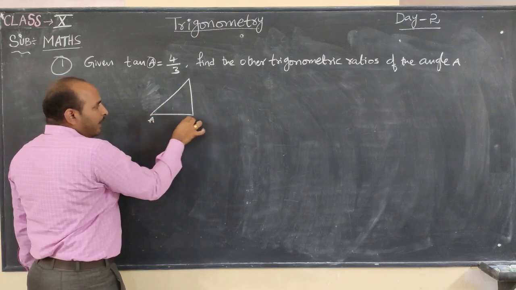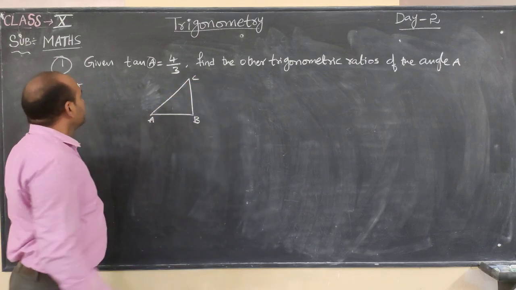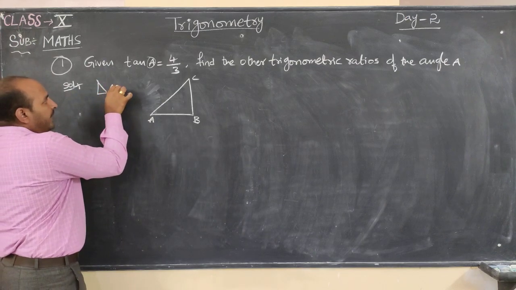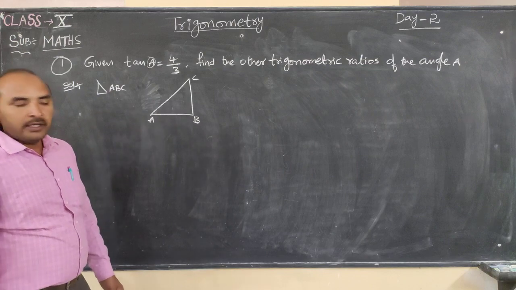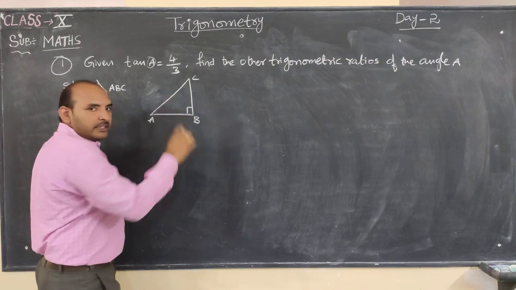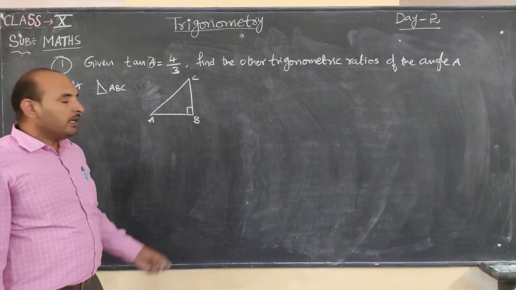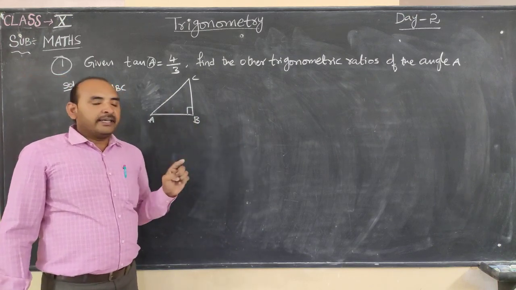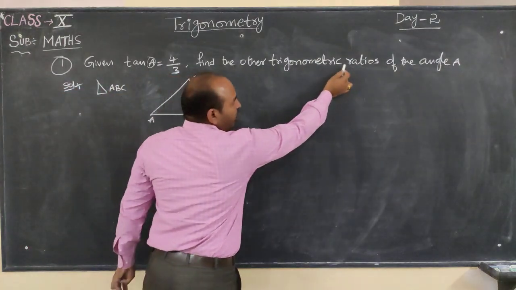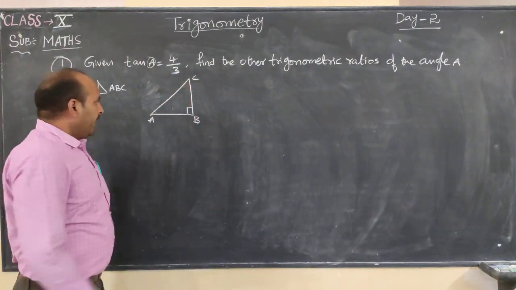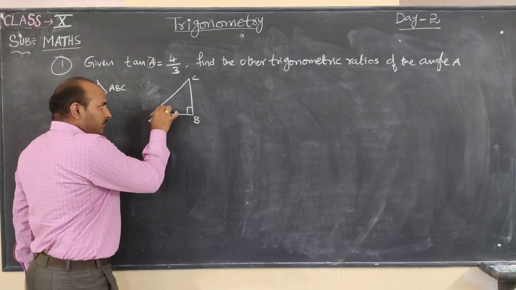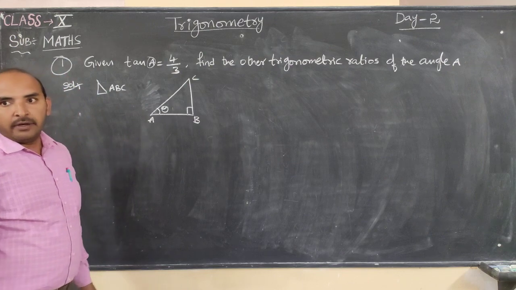So this is A, B, C. So in triangle ABC, a right angle triangle, this is 90 degrees. This is fixed. For every right angle triangle, one angle must be 90 degrees. This is 90 degrees. And again, find the other trigonometric ratios of the angle A. Angle A is nothing but, let us take, theta.